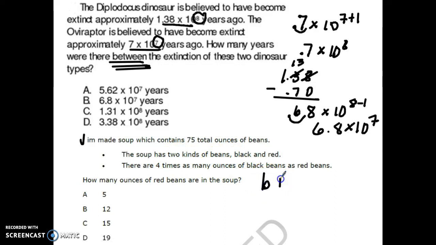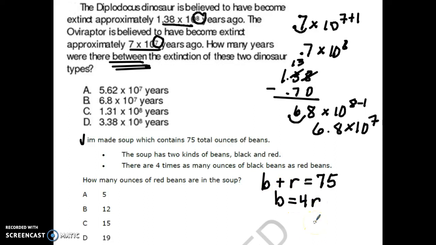So I know black beans plus red beans gives me 75. And then I know there are 4 times as many black beans as red beans. So black beans is equal to 4R.